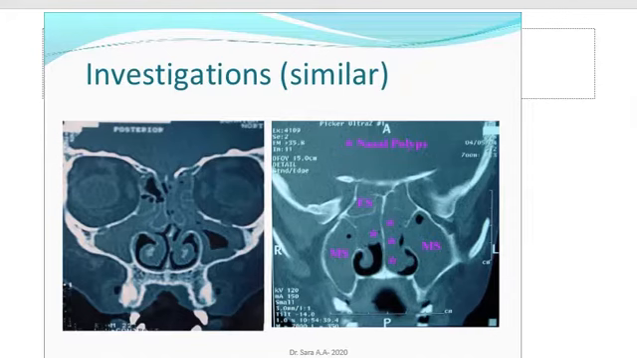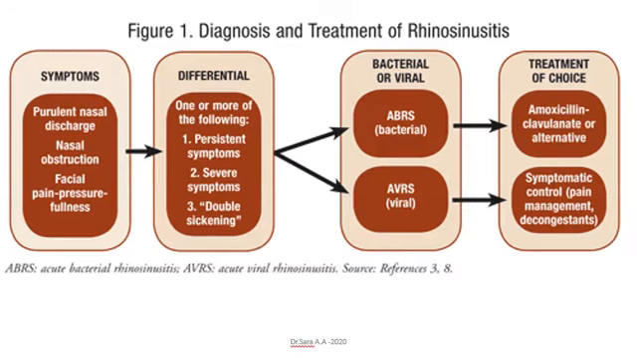CT scan, tomographic view. There's the bilateral pansinusitis. It's filled with nasal polyps. Okay, in that table you can see the diagnosis and treatment of rhinosinusitis. During viral rhinosinusitis, our treatment option is symptomatic control, pain management, and we are using decongestants. But during bacterial rhinosinusitis, we need to prescribe antibiotics.